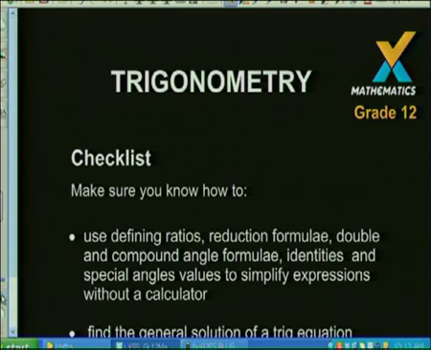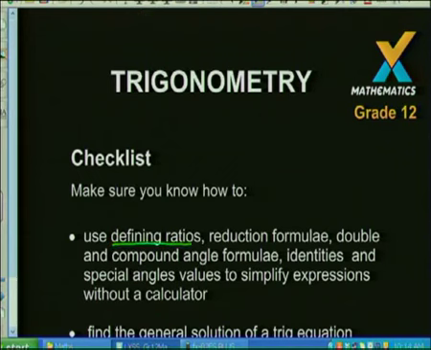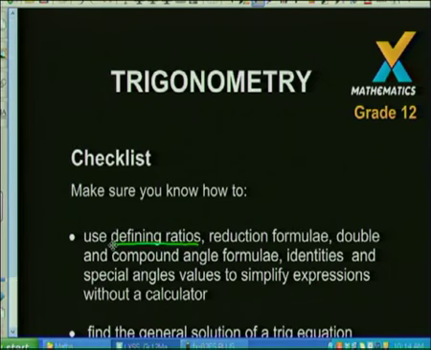Checklist. At the moment, you should be very comfortable with your defining ratios. We are talking about sine theta, cos theta, and tan theta. You need to know those ratios and how they are applied on the Cartesian plane as well as in your right angle triangles. We are also going to look at our reduction formulae, where you reduce angles with your 180 degrees, your 360 degrees, as well as your 90 degrees, which are your cofunctions.